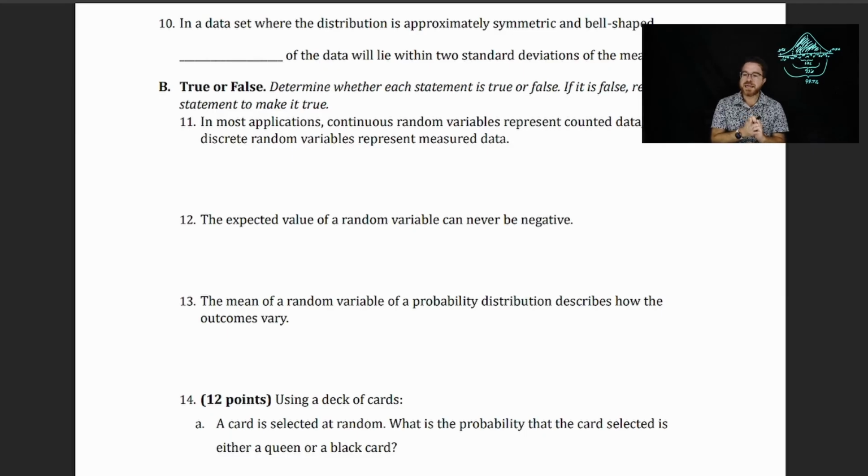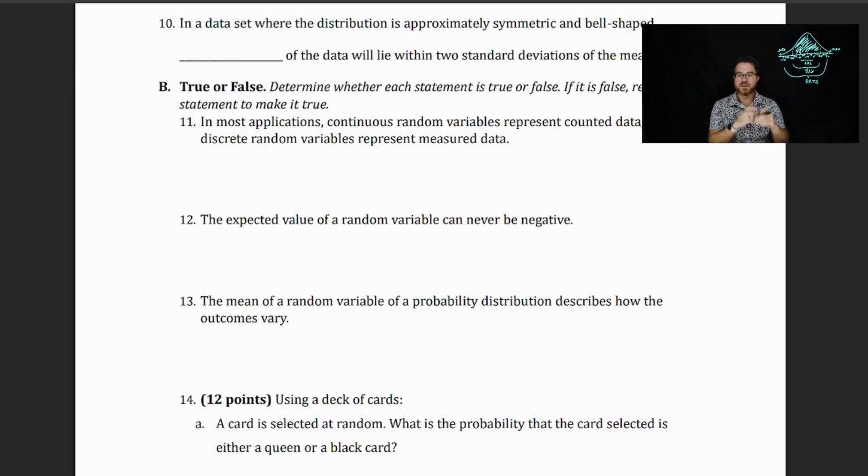So the first one says, in most applications, continuous random variables represent counted data, while discrete random variables represent measured data. So this is false, and pretty much what this means is just we're gonna flip them, right? So discrete data is counted data. Usually it's going to be something you counted, right?